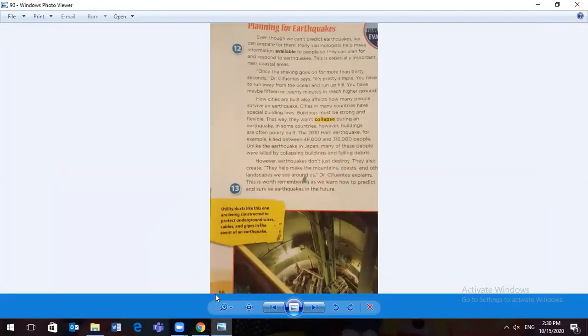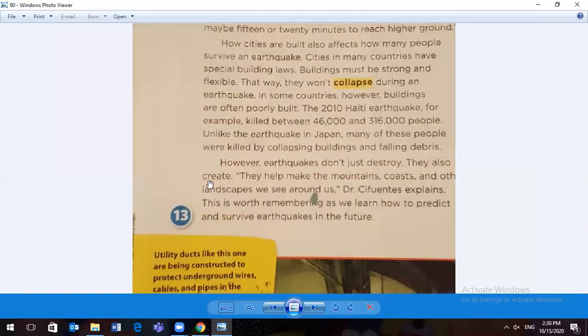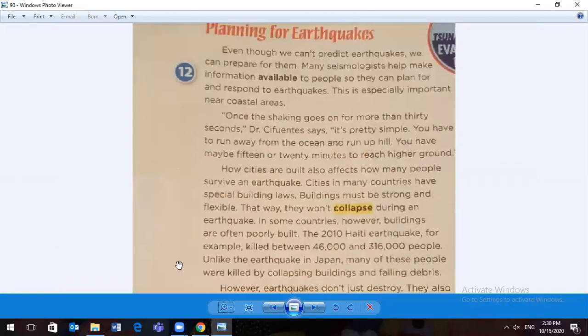Page 56 in the literature anthology, we find the paragraphs are discussing how to plan for earthquakes and also how to plan for tsunamis, okay? All right, let's read.